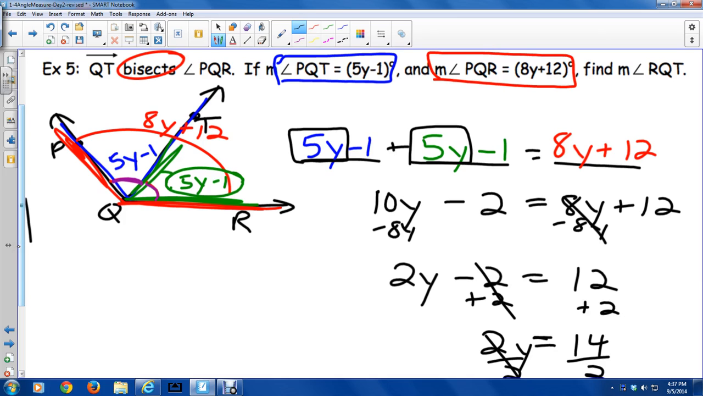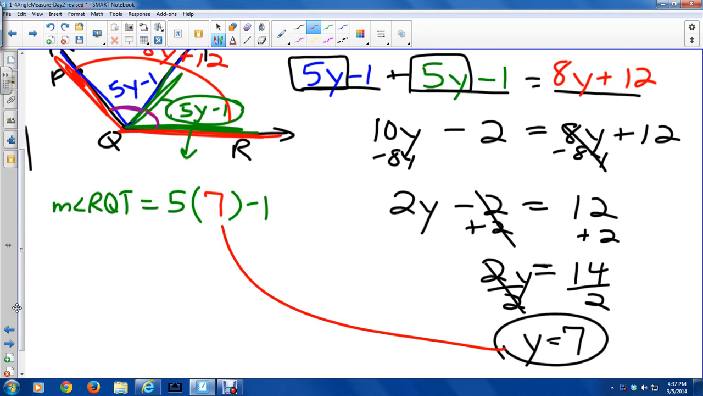The only question they ask is find the measure of angle RQT. So I really just need to go with my expression 5y minus 1. And the y value we just said was 7. So I'm going to go ahead and insert that in there. 5 times 7, 35. Subtract the 1, giving me an answer of 34 degrees, hopefully, for your final answer.